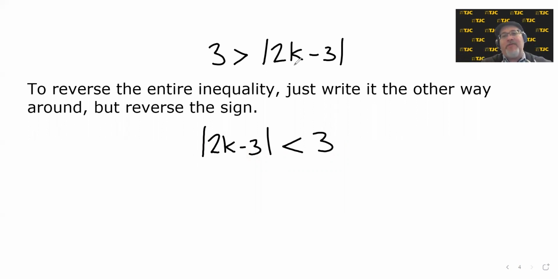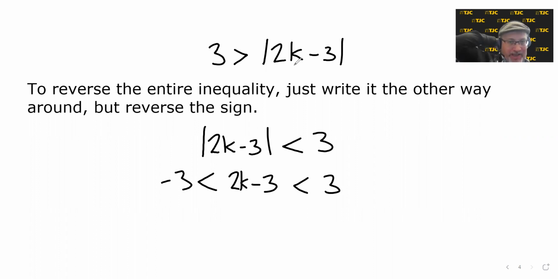Remember, to solve absolute value of an expression less than a number, you simply put that expression between -3 and 3. So in this case, the absolute value of 2k minus 3 is less than 3 would be rewritten as -3 is less than 2k minus 3 is less than 3.